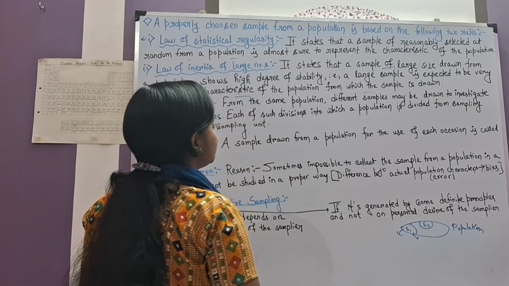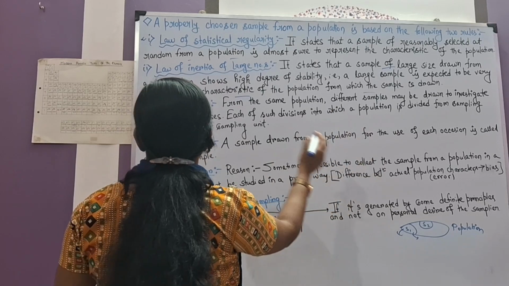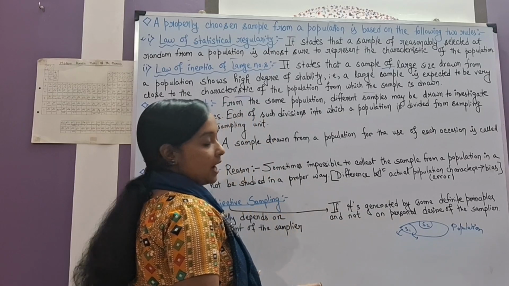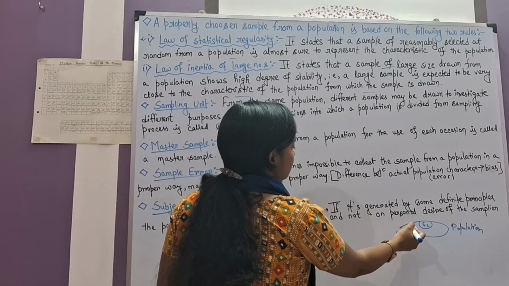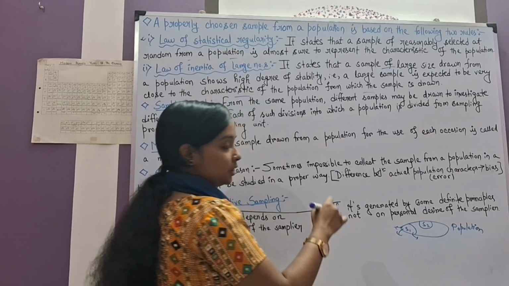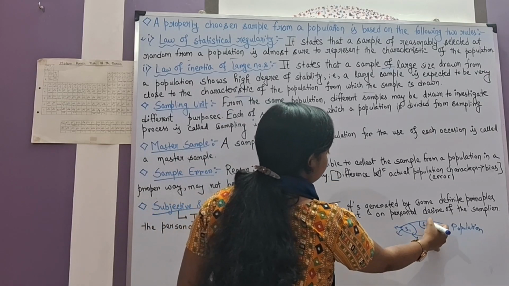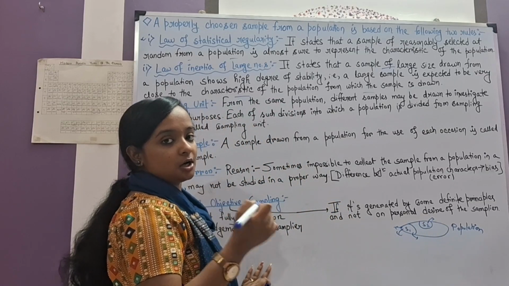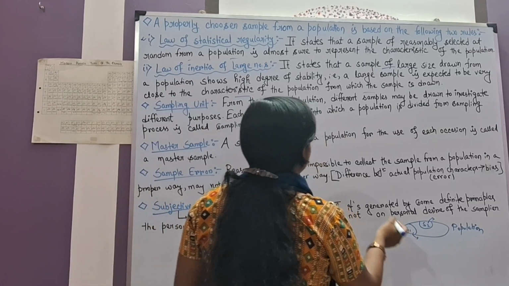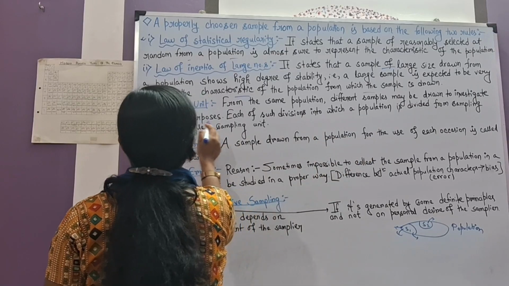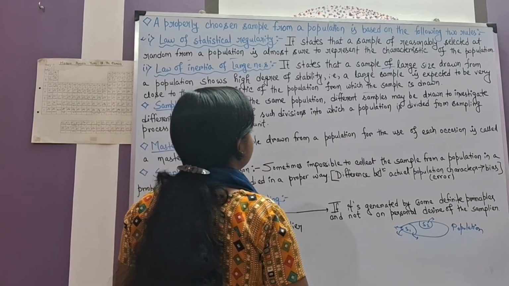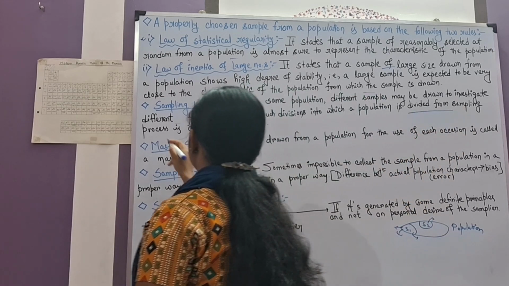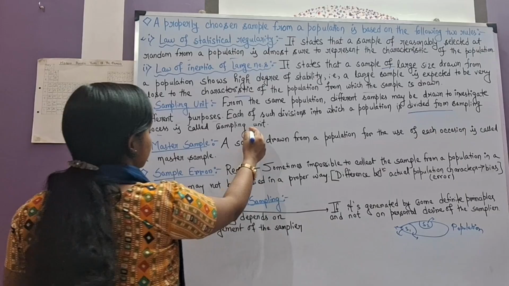Now what is sampling unit? From the same population, different samples may be drawn to investigate different purposes. Suppose this is chosen to identify the average or the statistic of a population in a particular area, and this is chosen to find the average of income of a particular area. That means for different purposes. Each of such divisions into which a population is divided for the sampling process is called sampling unit.